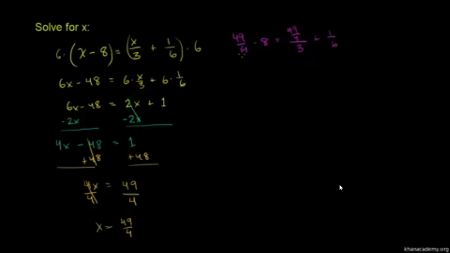So if we multiply both sides of this equation by 6, so we're going to multiply everything by 6, what do we get? On the left-hand side, 6 over 4 is the same thing as 3 over 2, right? So this is going to be 3 times 49 over 2, minus 48 will be equal to 6 divided by 3 is 2. So it's going to be 2 times 49 over 4, which is the same thing as 49 over 2. And then 6 times 1 sixth is plus 1.